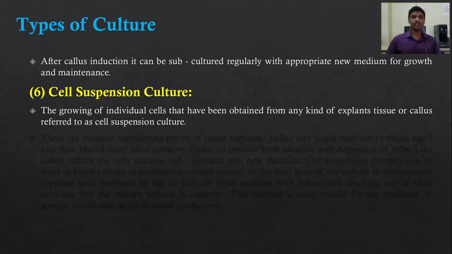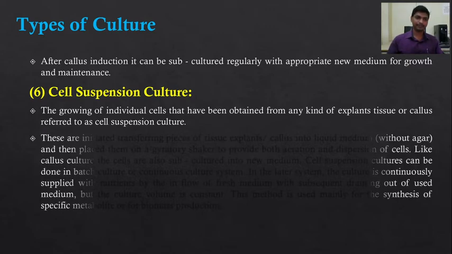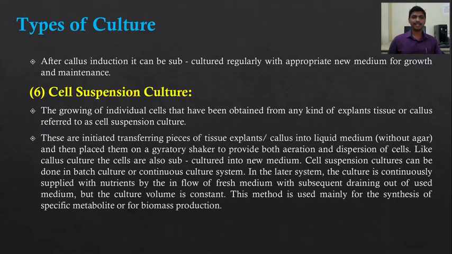The growing of individual cells that have been obtained from any kind of explants, tissues or callus is referred to as cell suspension culture. Here the isolated cell has been grown on liquid medium. These are initiated by transferring a piece of tissue, explants or callus into liquid medium without agar. So agar is a gelling agent which can make the medium semi-solid. So when we prepare a medium without agar, such medium is a liquid medium.